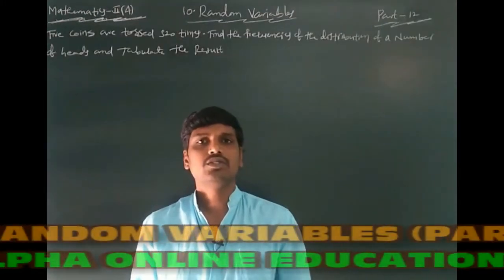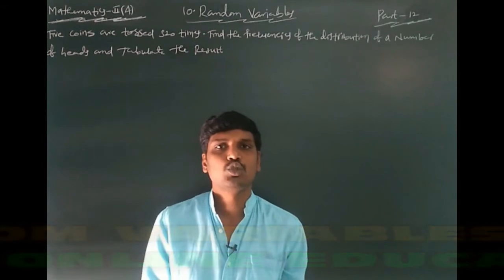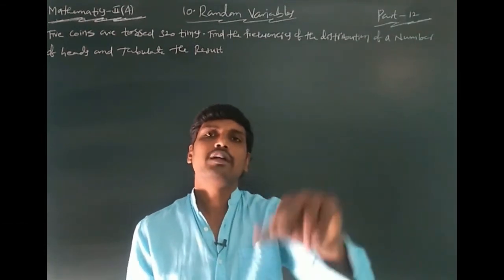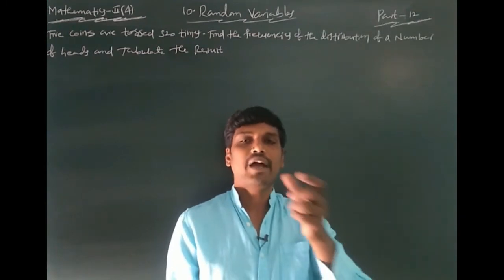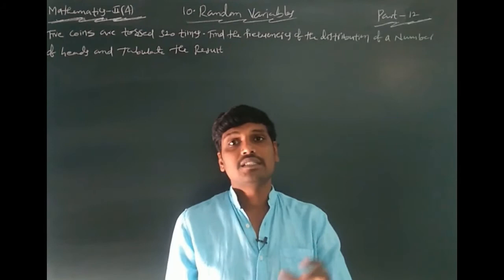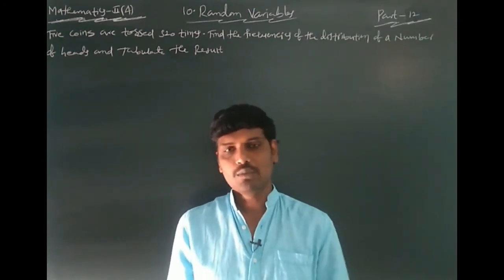Okay. 10th chapter, Random Variable. This chapter belongs to Mathematics 2A, part 12. In the last part we completed 2-mark problems in the binomial distribution model problems. Today we discuss a 7-mark important problem using the binomial distribution formula.